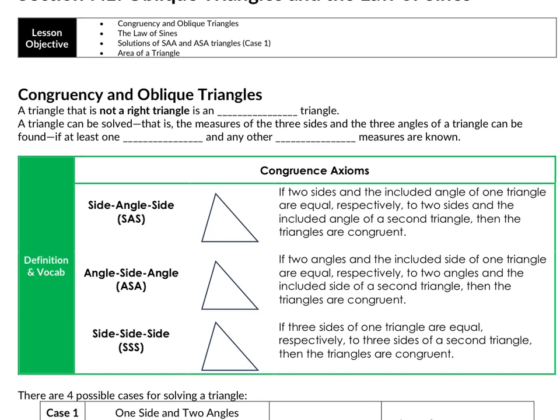A triangle that is not a right triangle is called an oblique triangle. And I always spell this word wrong the first time. Did I spell it right? Okay, I did. Basically, it's not a right triangle.